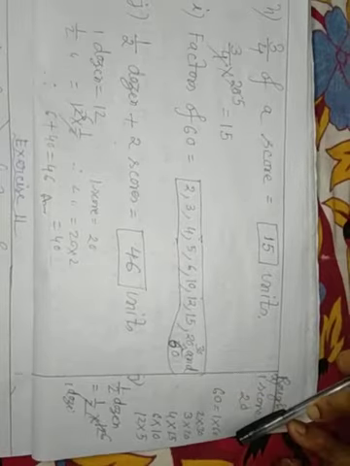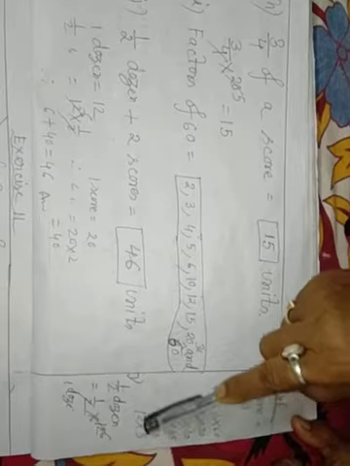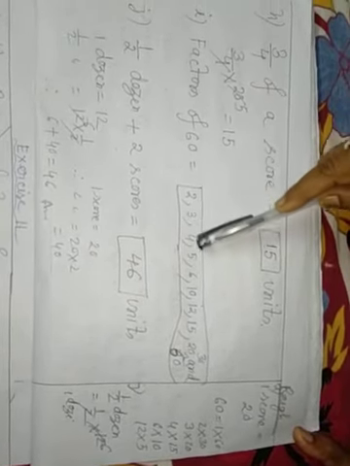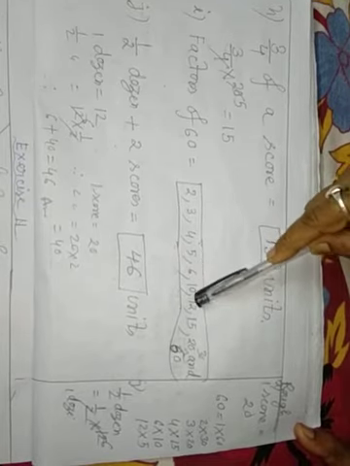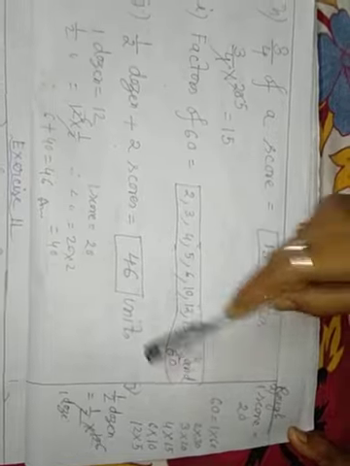Factors of 60. Factors: 1 into 60, 2 into 30, 3 into 20, 4 into 15, 6 into 10, 12 into 5. That is factors of 60: 2, 3, 4, 5, 6, 10, 12, 15, 20 and 20, 30 and 60.